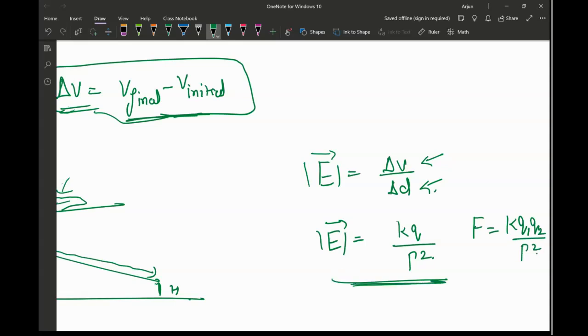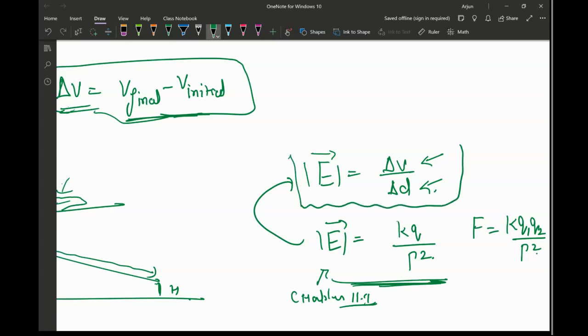Now, the electric field formula is this one, and this is the formula you used in chapter 11.1 while talking about the electric field lines. Electric field can also be represented by this formula. So if in a question you are not given the charge or the distance from a particular point, but you are given the voltage, meaning the electric potential difference, and the displacement, you can still find the electric field.